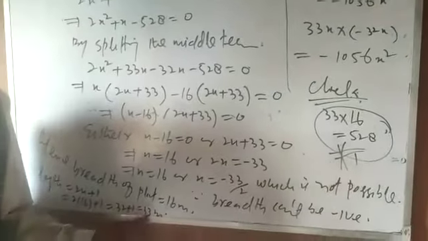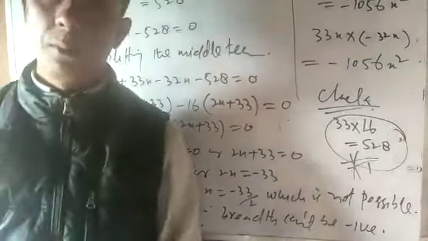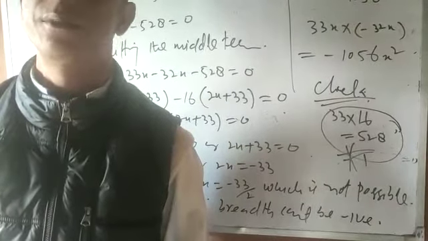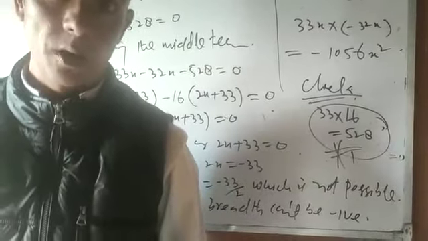Finally, I find the length of the plot is 33 meters and breadth of the plot is 16 meters. If you multiply length into breadth, it will give you 528 meters square. That is the required area of the rectangular plot.